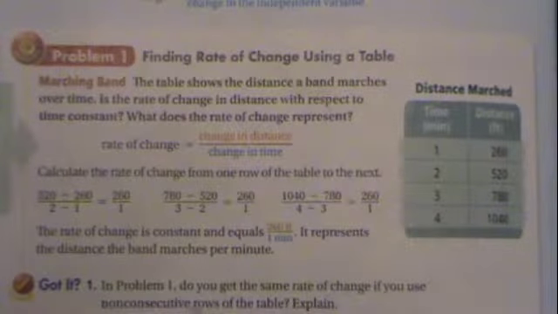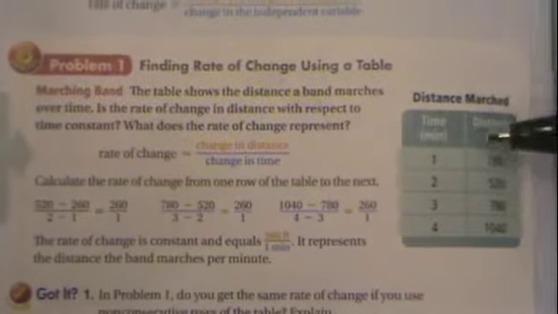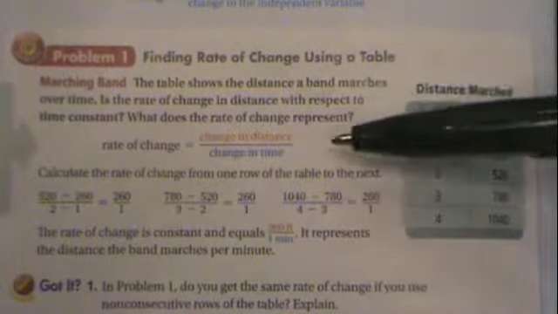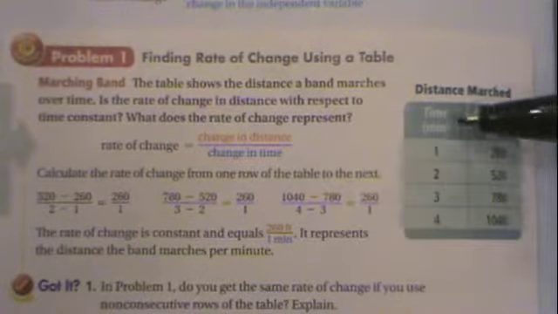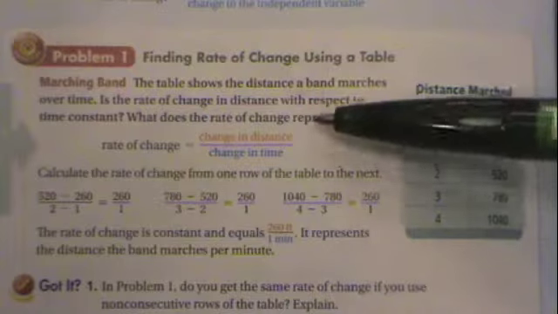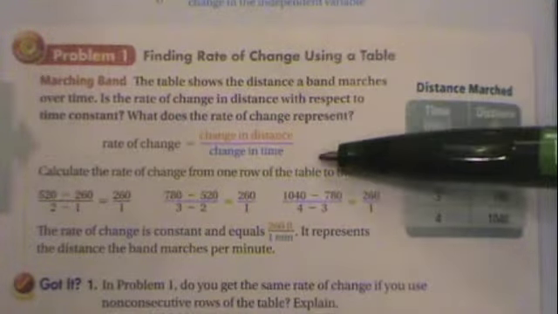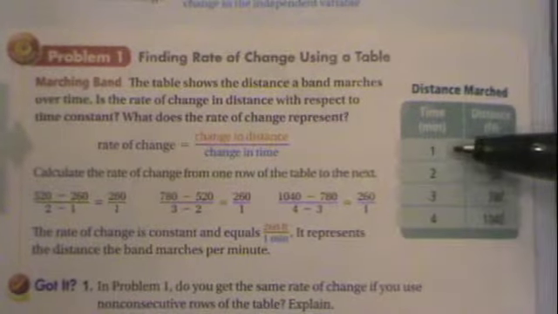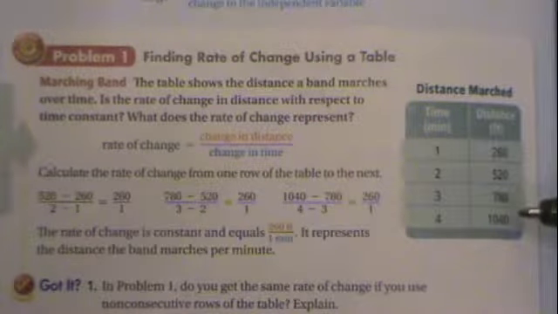Okay. Take a look at problem 1 on page 292. They're asking you to find the rate of change, and they're giving you the information you need in this table over here. Rate of change is change in distance over change in time. In this case, why do we know that? Well, because distance is your dependent variable, time is your independent variable. Okay? How many minutes you've marched determines how far you have marched.